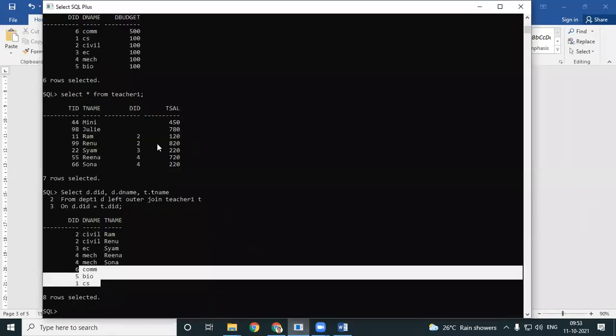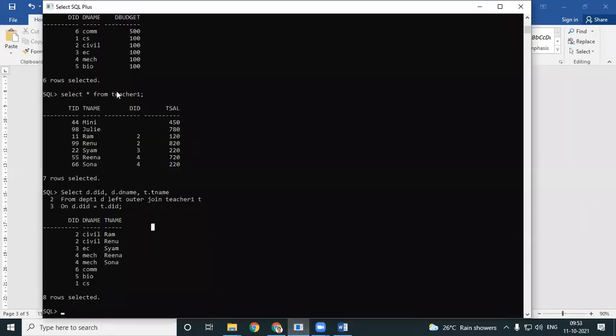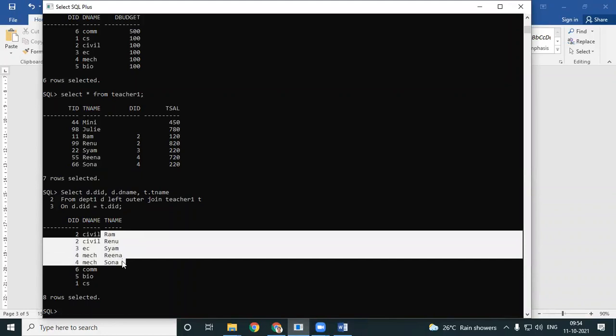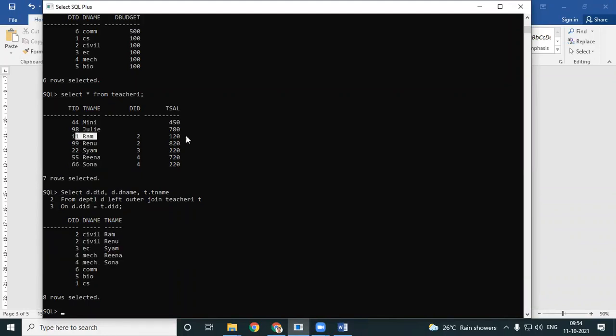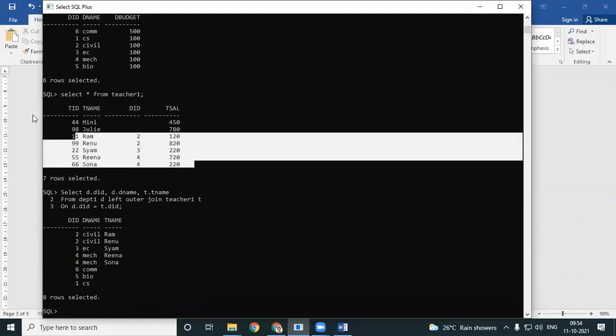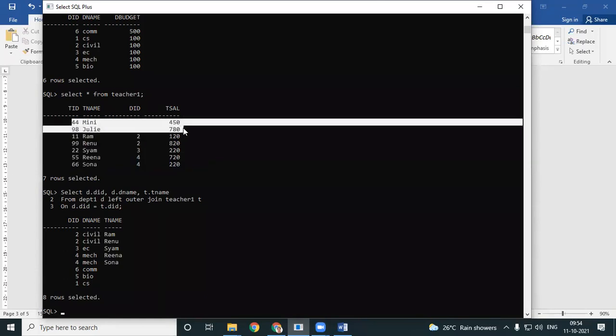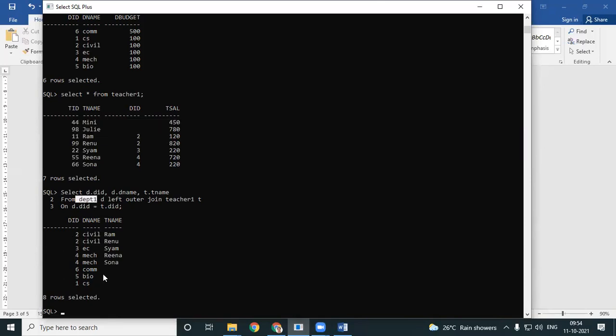Okay, let's come here. Table 2 is my teacher. The corresponding entries which match: Ram, Renu, Shyam, Reena, Sona, they match. I told you to remember Minnie and Julie. Minnie and Julie do not have a corresponding entry in my department 1 table. So Minnie and Julie do not come, because they do not have a corresponding entry.